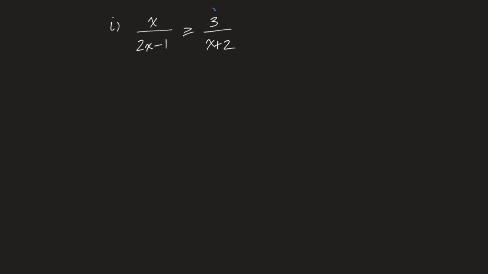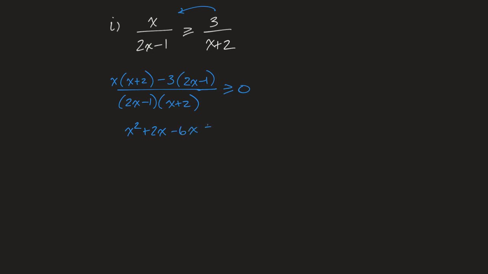I need to get this fraction over to that side and try to simplify it. So my common denominator is going to be that. That means I'm going to have to multiply that x by an x plus 2, and I'm going to have to multiply that negative 3 by a 2x minus 1. Okay, now I can go through and expand my brackets. On top, I'm going to get an x squared plus 2x minus 6x plus 3, all over a 2x minus 1 and an x plus 2.